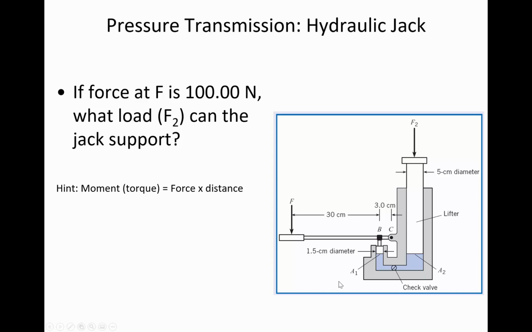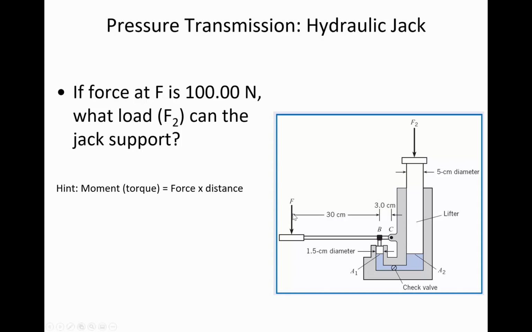If here at location F, on the handle, we're applying a force of 100 newtons, then how much can be supported by the jack? So what is the magnitude of F2? Now, we kind of already guessed that the purpose of this is to lift something heavier than you could support with just your hand. So logic would dictate it's going to be more than 100 newtons. But let's just go beyond that and see why it might be even more.